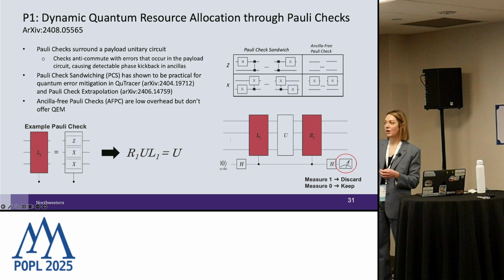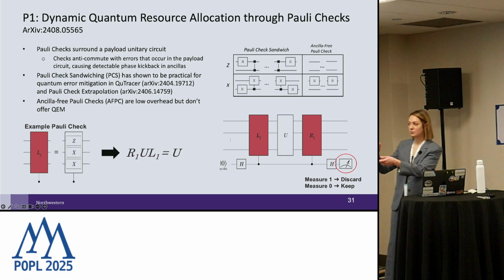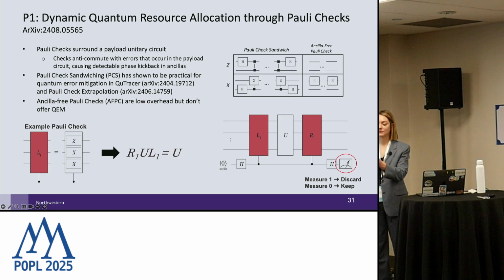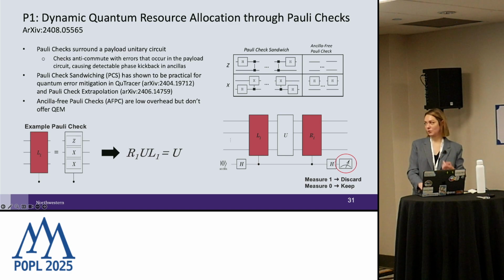We explored that in polycheck extrapolation. And then you also need to consider that each check will be tapped into different noise channels. So picking the right check for your circuit is also an important problem.